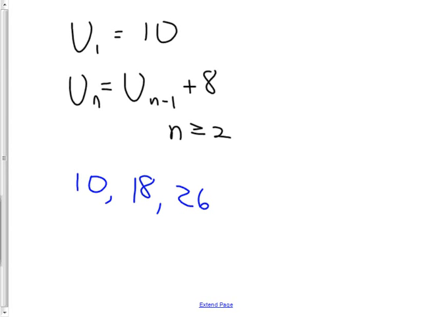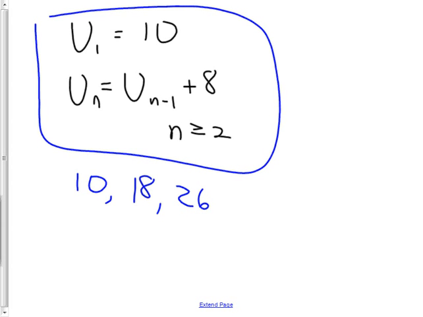Just adding 8 each time. Okay. So why does it have to be this complicated to explain? You start with 10 and you add 8 each time. That's really what it means, though.